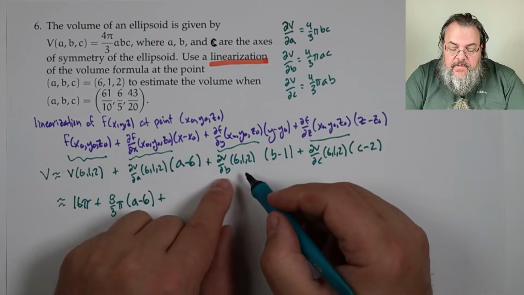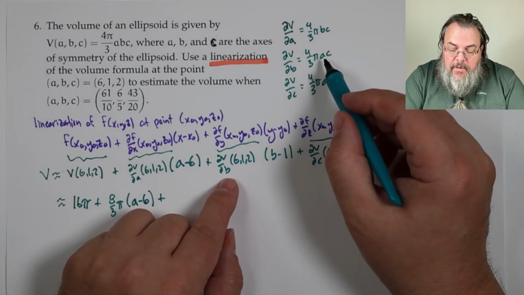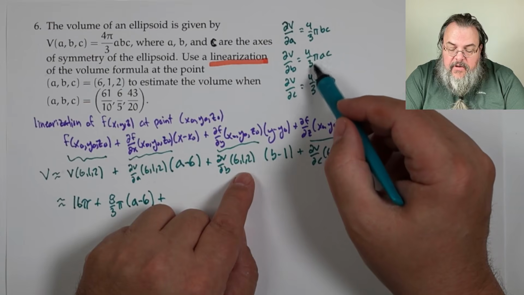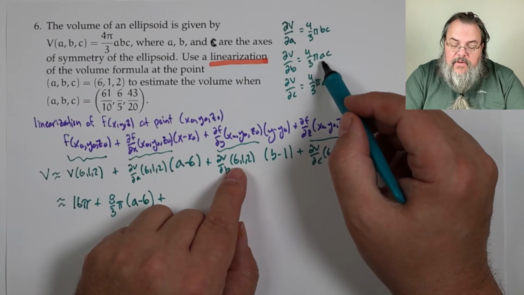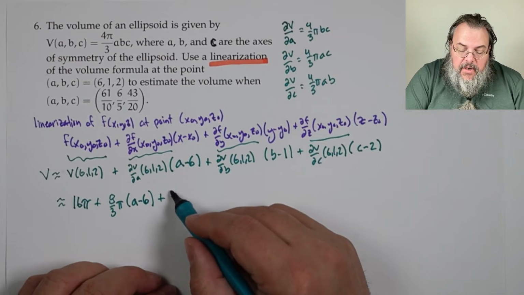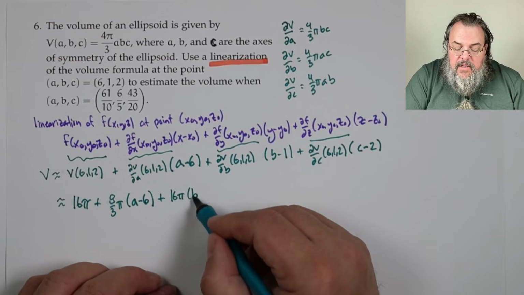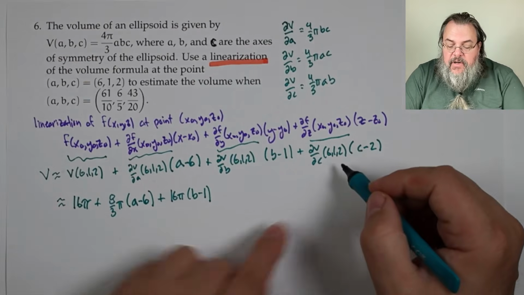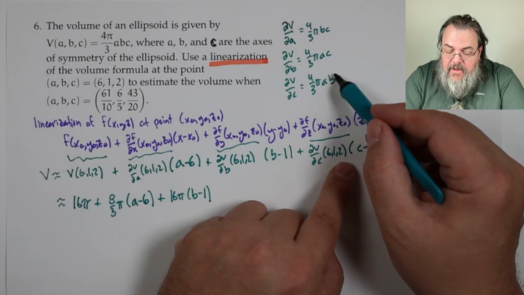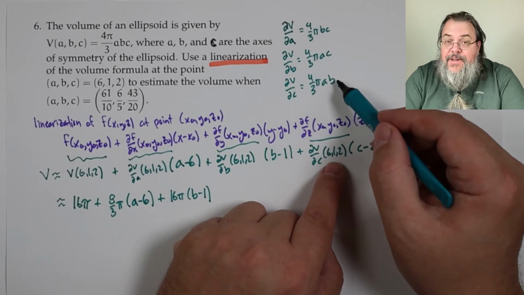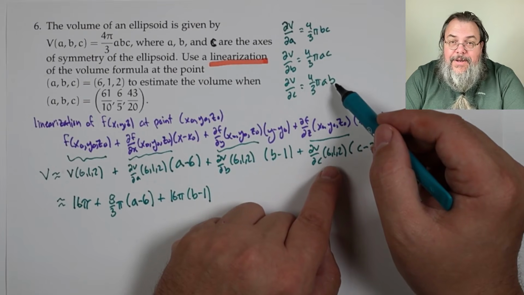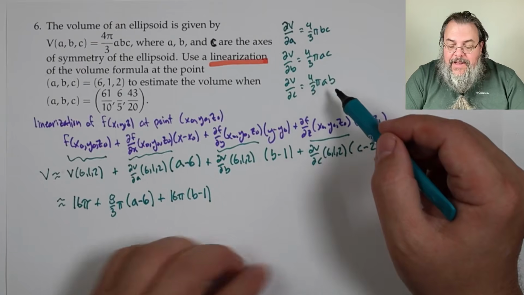Plus partial V partial B at 6, 1, 2. So we're plugging in A is 6, B is 1, C is 2. So we get 4/3 times pi times 6 times 2. All right, well, 6 times 2 is 12. 12 divided by 3 is 4 times 4 pi, 16 pi. So 16 pi, times B minus 1. Partial V, partial C, 6, 1, 2. Again, A equals 6, B equals 1, C equals 2. So you get 4/3 times pi times 6 times 1. All right, well, that's 4/3 times 6. And 3 goes into 6, so that's really 4 times 2. That's 8.